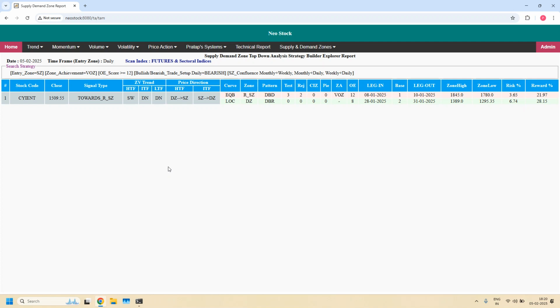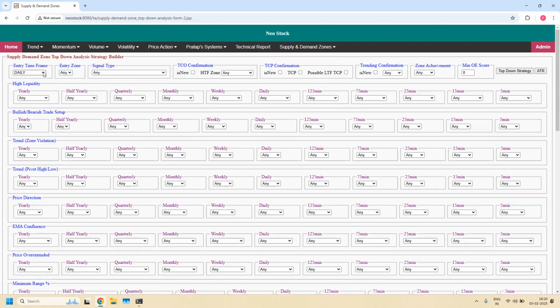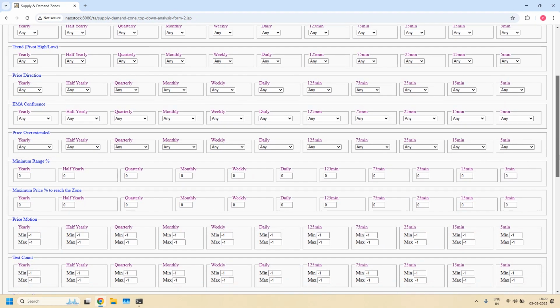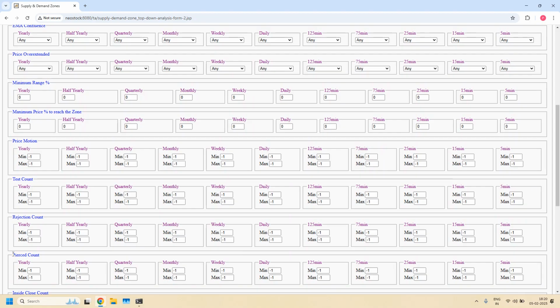Next, let us focus on weekly income trade. Bullish trade setup for weekly income trade. Entry time frame 75 minutes, entry zone demand zones, and in bullish or bearish trade setup at 75 minutes I am selecting bullish, and on the 75 minutes demand zone we should set three filters. First filter, 75 minutes demand zone should not be pierced, so in the pierced count at 75 minutes time frame I am setting minimum value 0, maximum value 0.